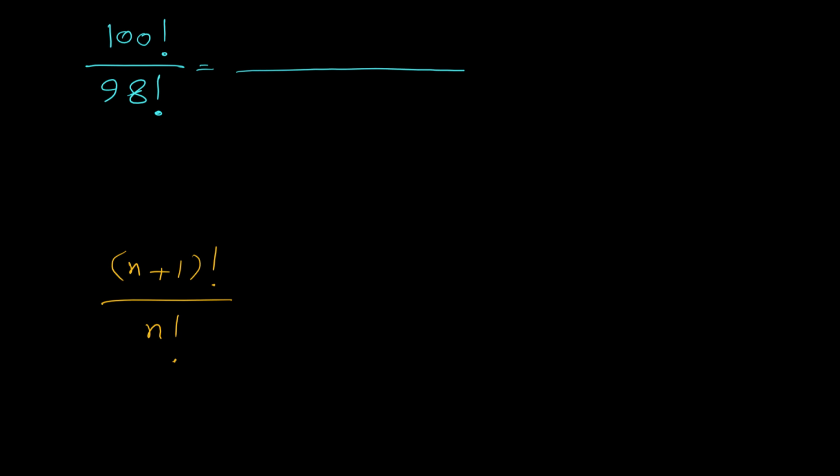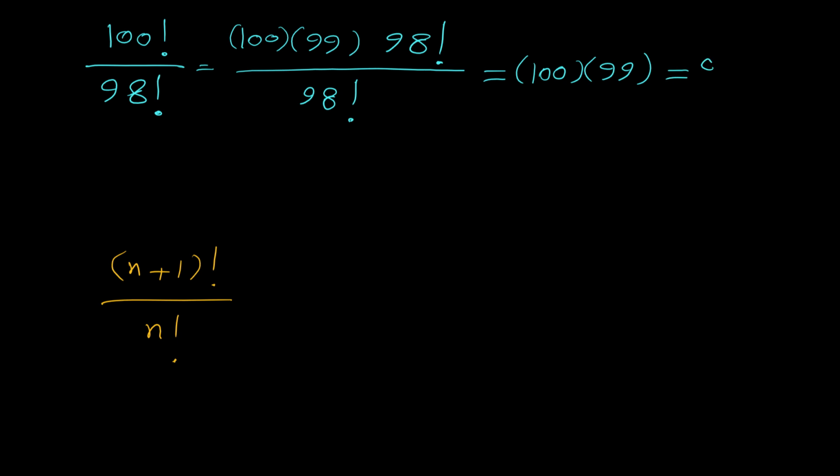We have 100 factorial. We say, okay, 100 factorial is 100 times 99. Because in the denominator we have 98 factorial, we stop here immediately and we say we are not going to write 98, 97, 96 in the numerator. We just write 98 factorial, instead of writing all of those terms. And in the denominator we have 98 factorial. These two cancel, and we have 100 times 99, which is 9,900. This is the answer of this example.